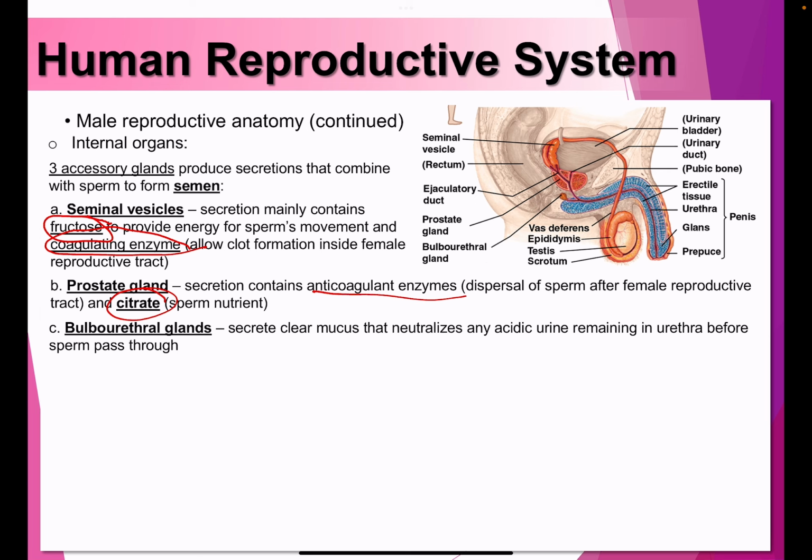The third and last accessory gland for the male reproductive system is the bulbourethral gland, and it is very important because we said that the male's urethra is a shared passage with the urinary system. So the urinary bladder is right here, this big thing right there, and it drains urine into the urethra like that. This passageway can have some acidic urine in there left over from the last time the male urinated. And now if sperm come through the same passage, that acidic urine can actually kill off a portion of the sperm.